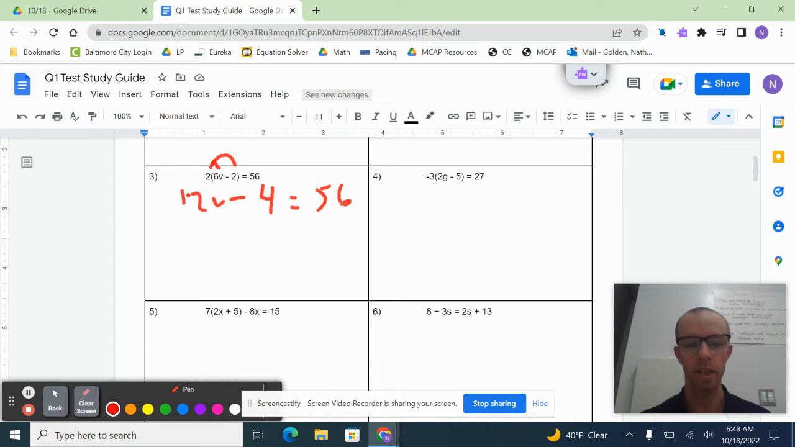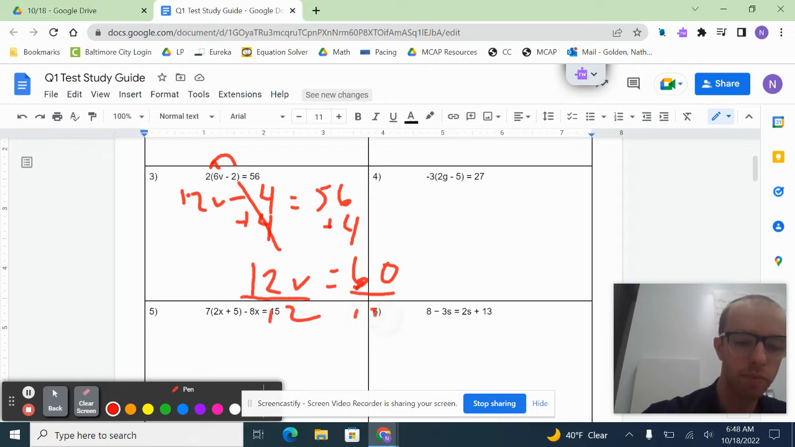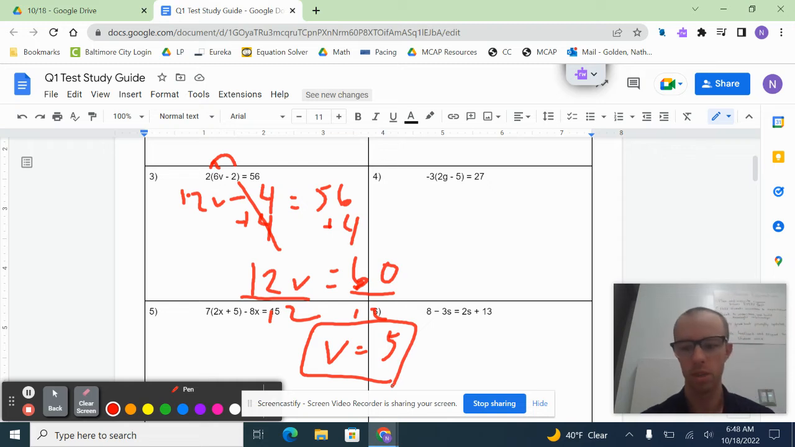Right? Everything eventually turns into a two-step equation. I add 4 to each side. These cancel. I get 12v equals 60. Divide each side by 12. V is equal to 5.